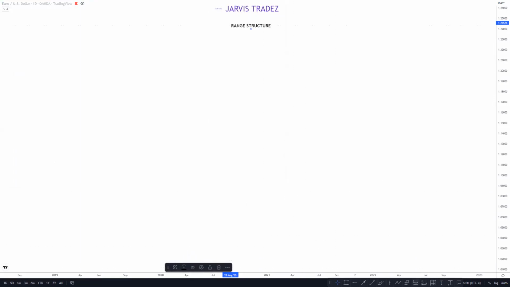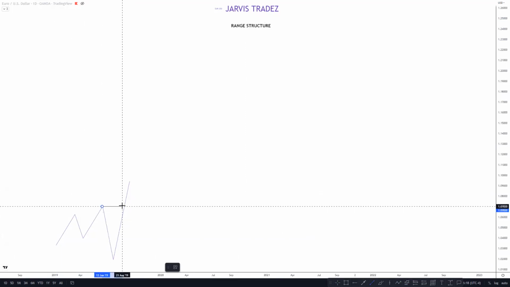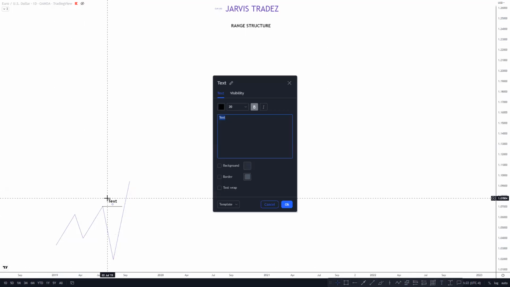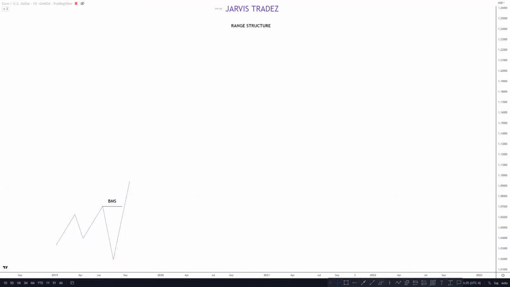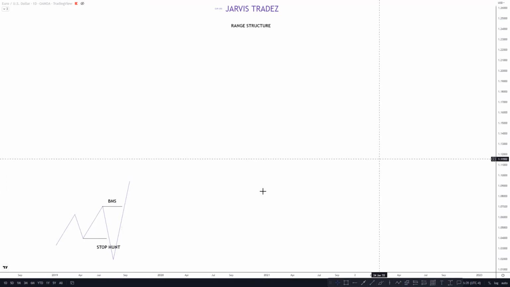In a bullish trend, whenever price makes a higher high, higher low, higher high, higher low, and then a higher high, this will be your BMS towards the upside, and this can be your stop hunt.